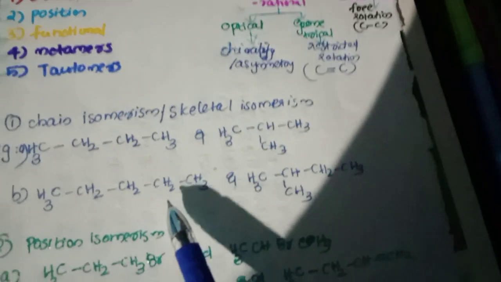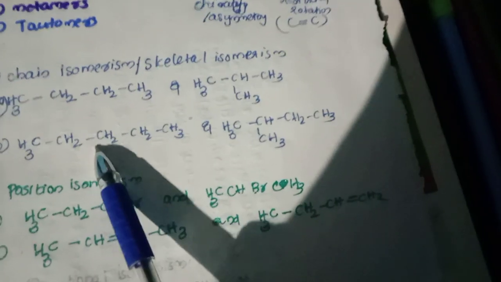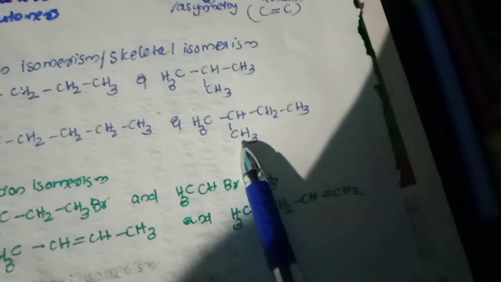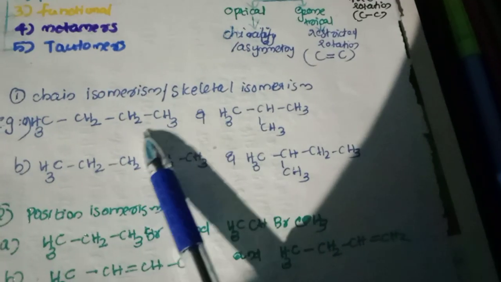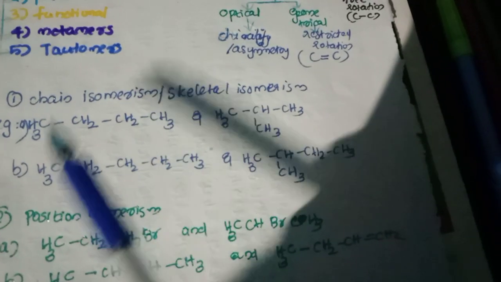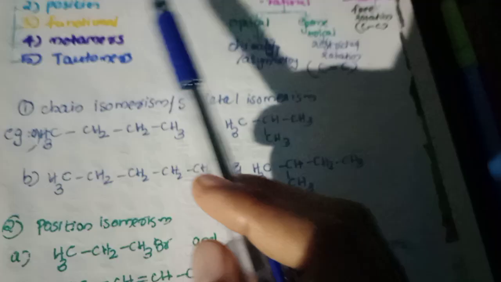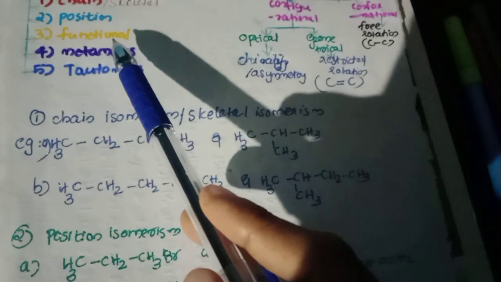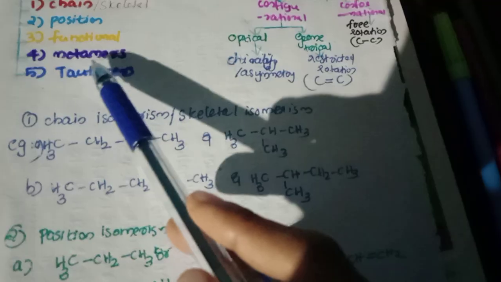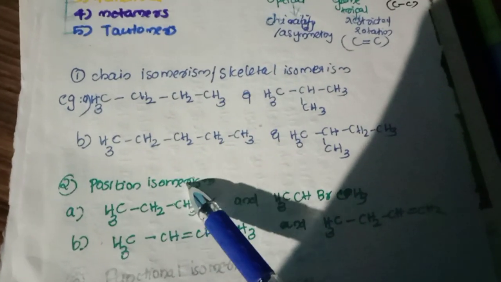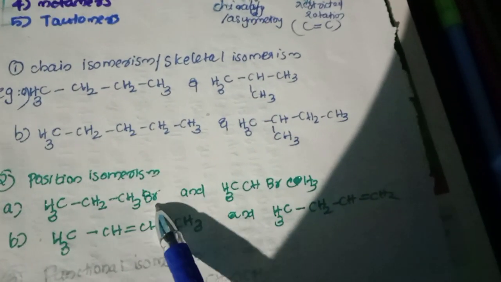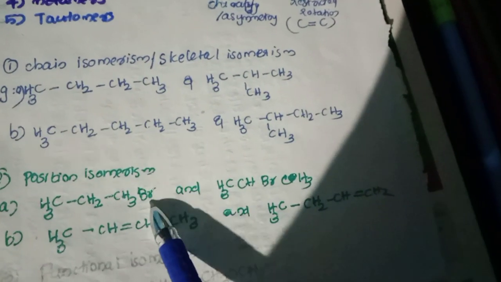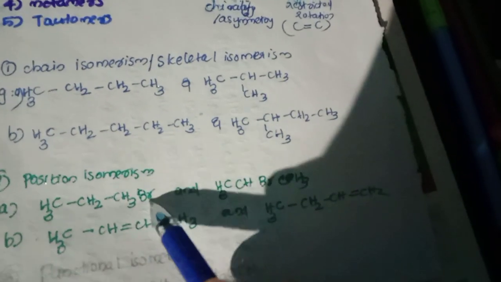The next example is pentane and 2-methylbutane, which are also examples of chain isomers. We are not going to discuss these constitutional structural isomers in detail because you are all familiar with this from your school classes itself. So next one is positional isomerism, which arises due to the difference in position of the functional group.